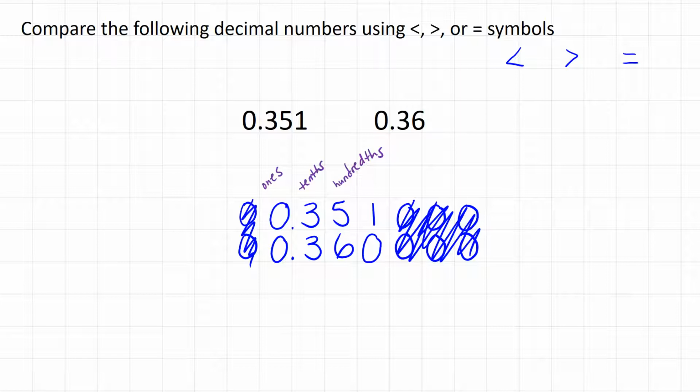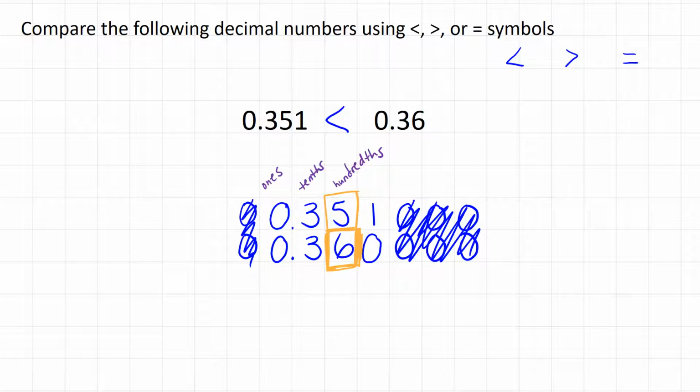And what do we notice here? Well, what I noticed here is the number 6 is bigger than 5. So therefore, because 6 is bigger than 5, I know that my bigger number is 0.36 or 36 hundredths. So that is what I'll be putting as my symbol in between. So this would be read out as 0.351 is less than 0.36.